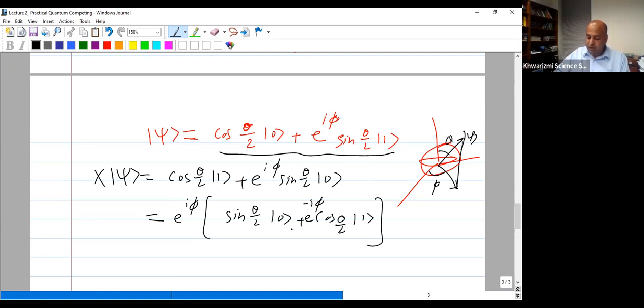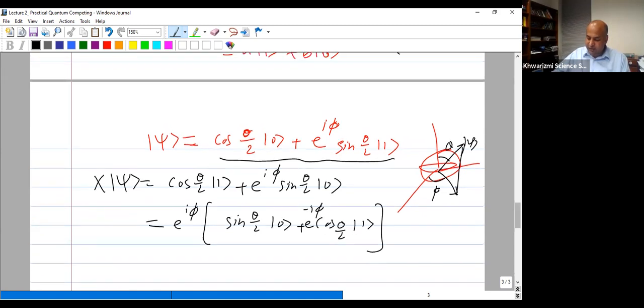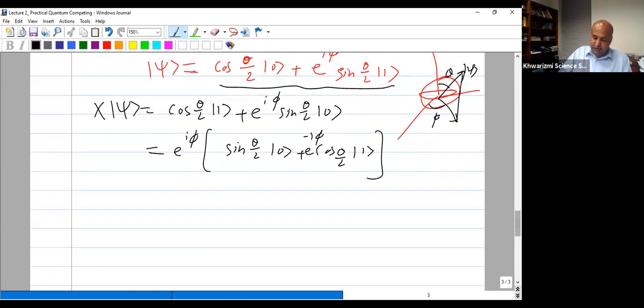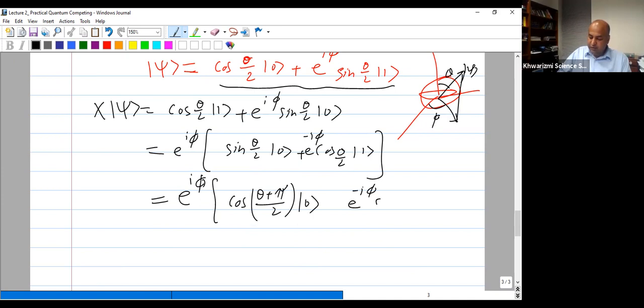But still I have cos here and sine here, which I can easily take care of by recalling that sine theta by 2 is nothing but cos of (theta plus pi) by 2, into 0, and this cos theta by 2 is nothing but e to the power minus iota phi sine of (theta plus pi) over 2, into 1. But this actually gets a negative sign, so I will have to put a minus sign here.